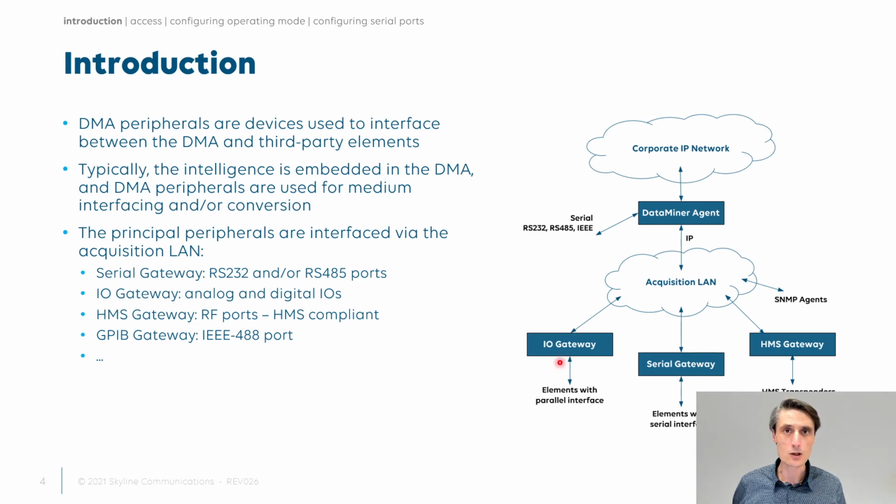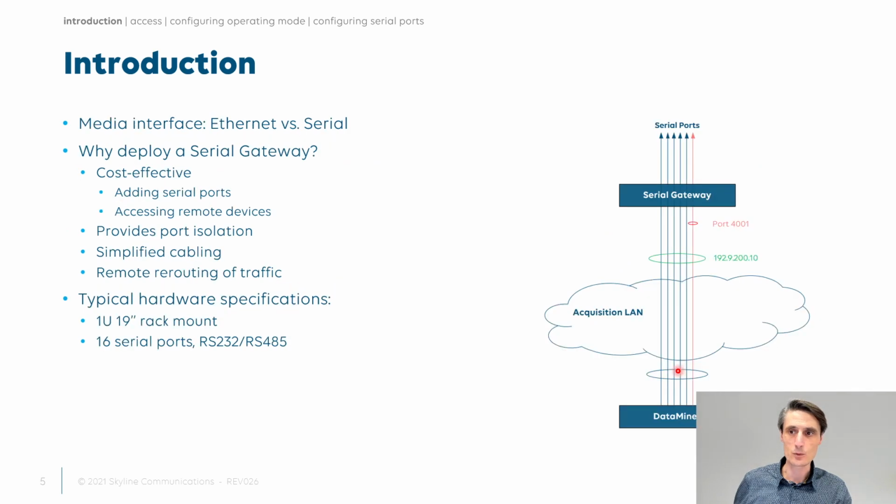You also have I/O gateways that are used to measure I/O contacts, or you could have an HMS gateway or also a GPIB gateway, these kinds of things. So that's what we need, and in this case we are talking about the serial gateway.